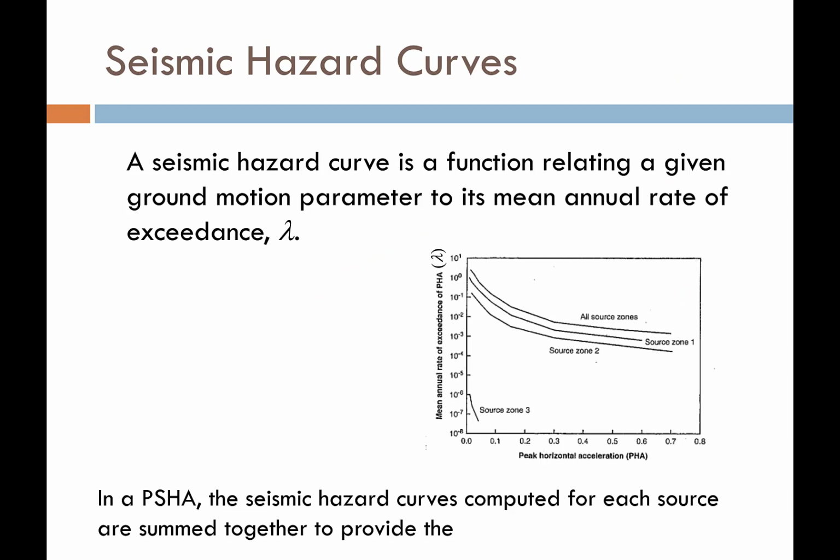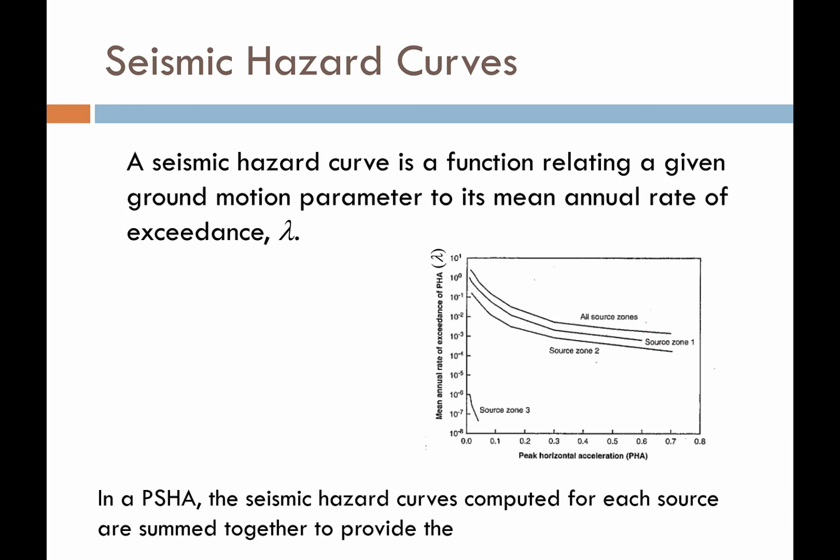And what is that number? What is that lambda value that we were looking at? It is the mean annual rate of exceedance. And so it's a way to quantify the likelihood of different ground motion values occurring at our site. And so a seismic hazard curve relates likelihood to various ground motion values. Now we can break them out by individual sources, like source 1, source 2, source 3, or we can aggregate them together and just do a total seismic hazard curve that considers all sources combined.